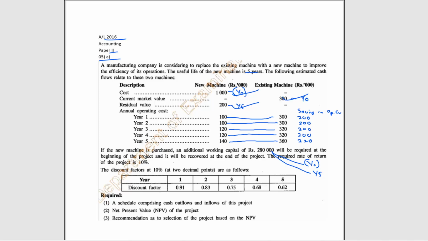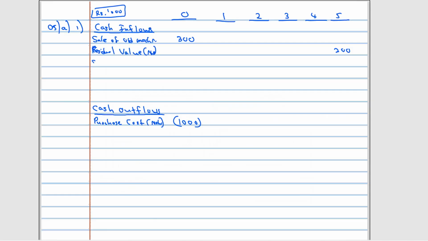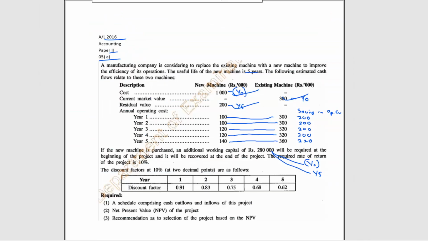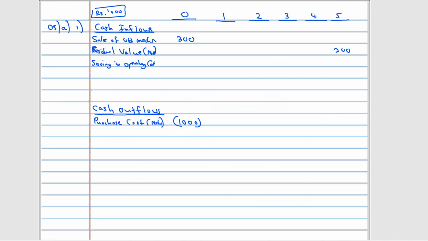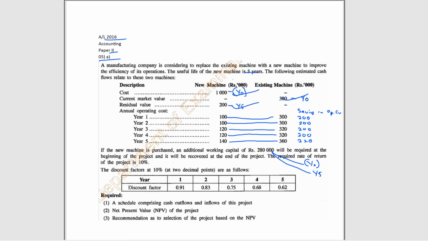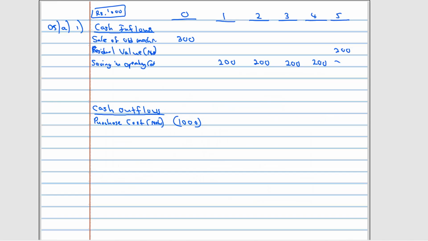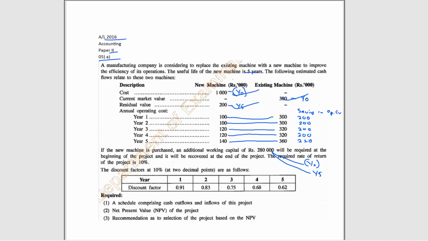And next one, saving in operating cost. So normally savings we consider as cash inflows. Saving in operating cost. So first year, second year, third year, fourth year, 200,000 each year. 200,000, 200,000, 200,000, 200,000. Last year how much is that? 220,000. So we are done with those savings as well.